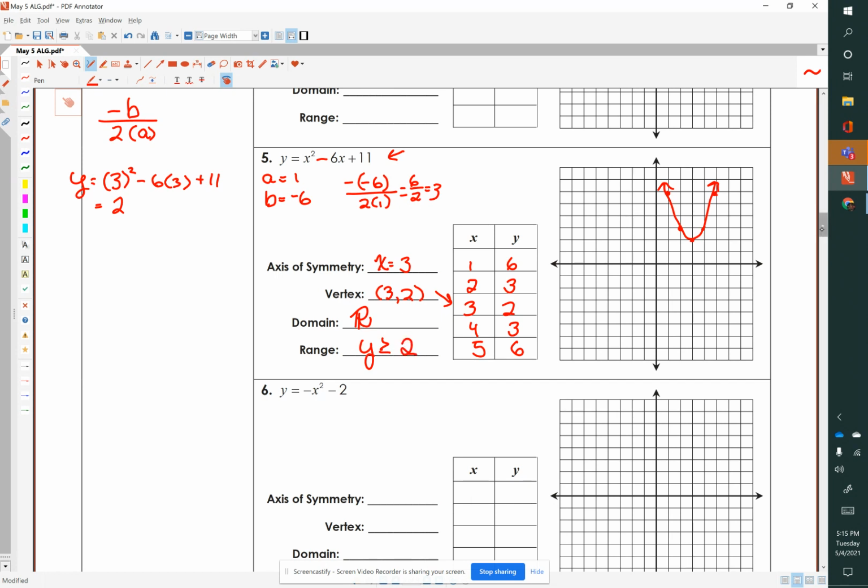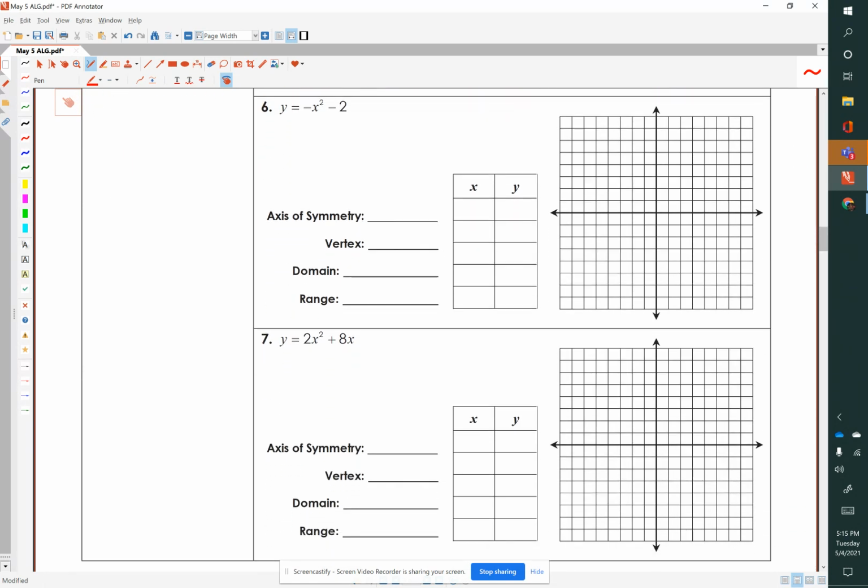So let's move on to number 6. So y equals negative x squared minus 2. Our parabola will open downward. And let's evaluate our a and b. So a is negative 1, and our b value equals 0. There is no b value. There's no linear x term.